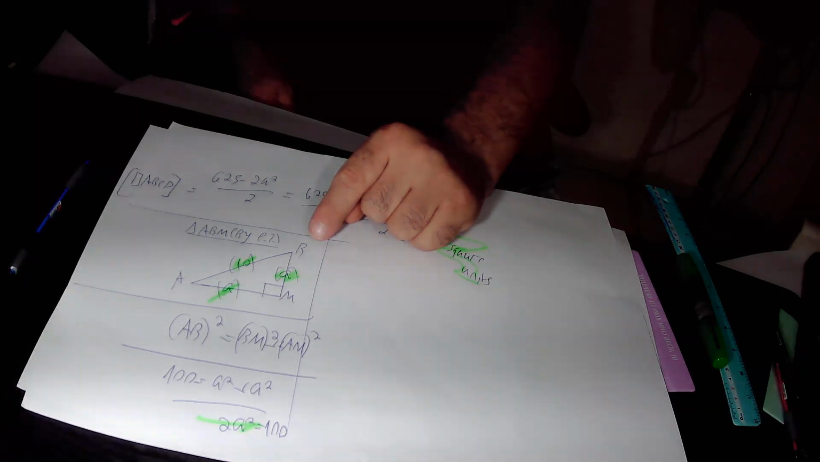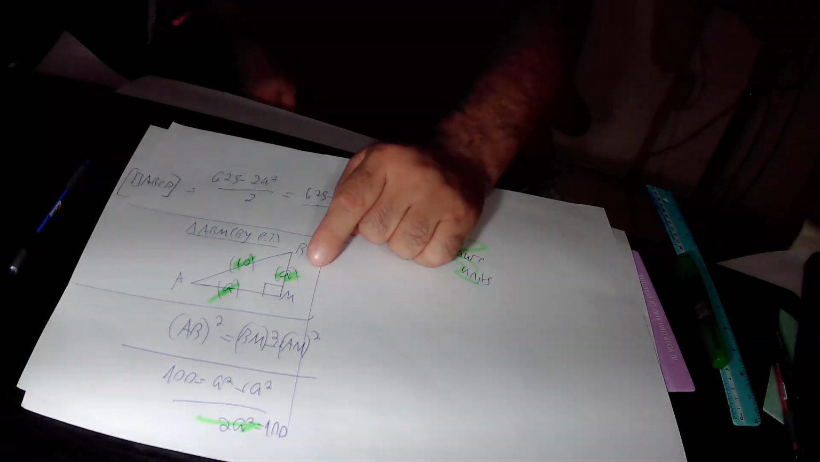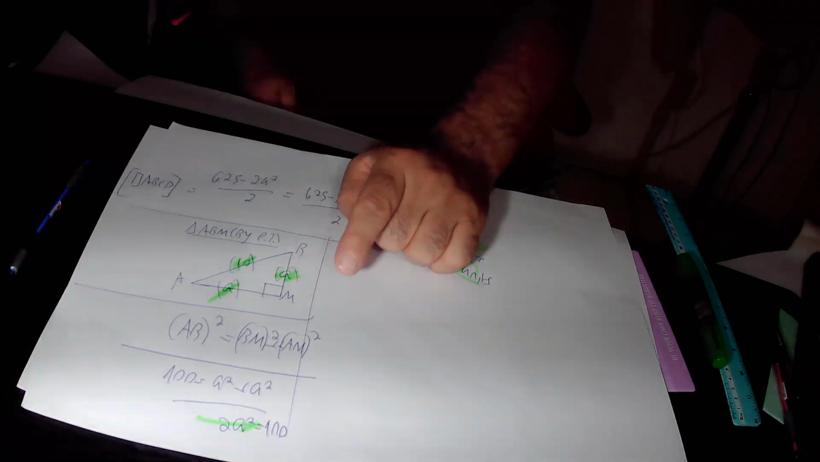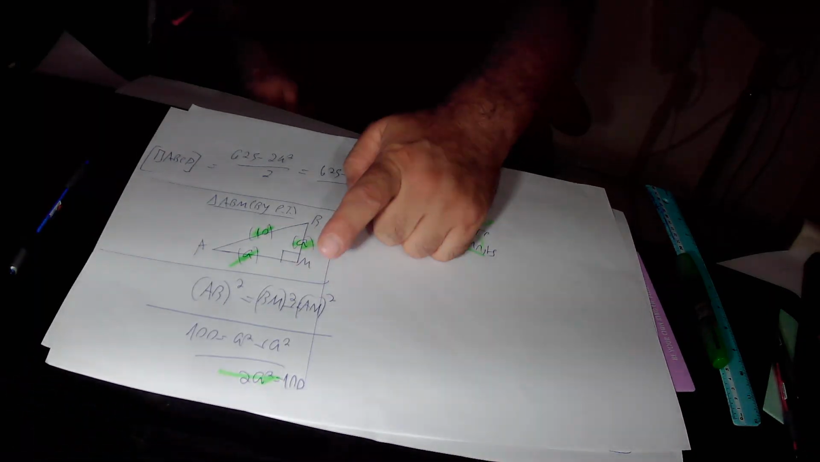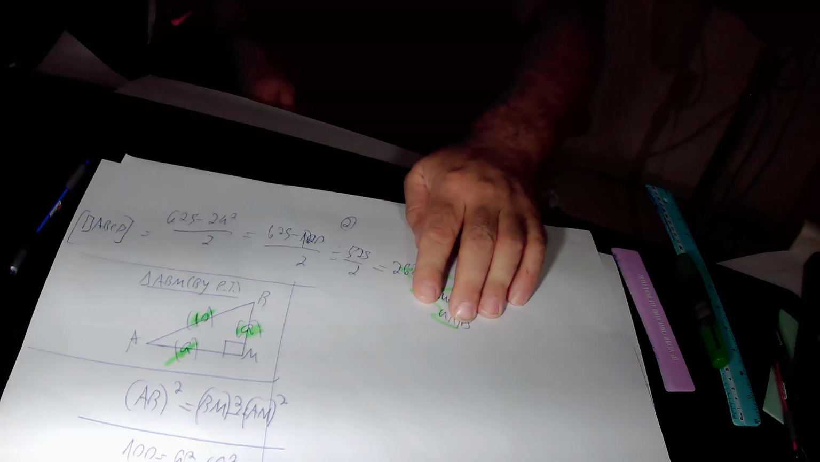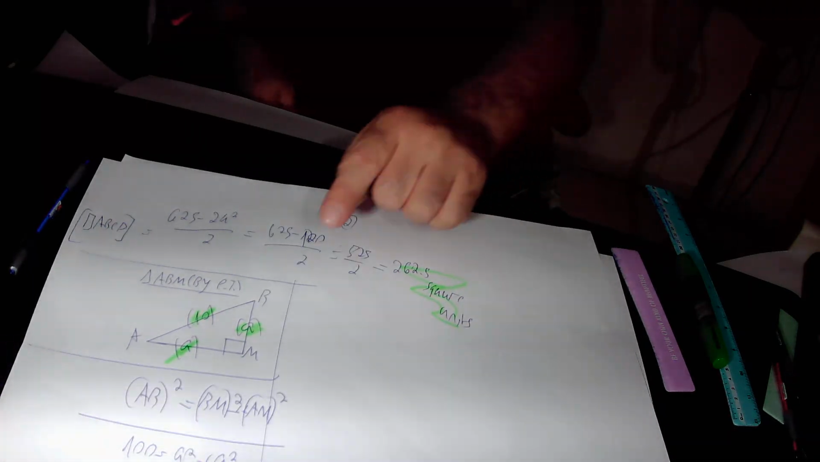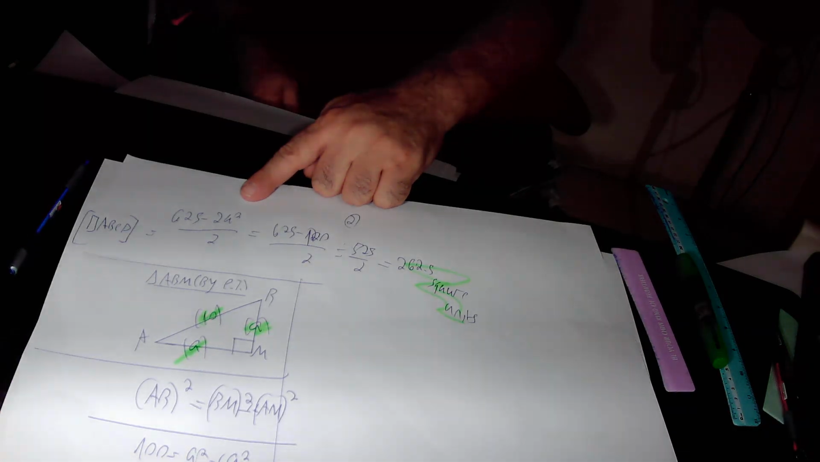AB is 10, therefore AB squared is 10 squared, that is 100, and this equals BM squared plus MA squared. BM is A, therefore BM squared is A squared. MA is also A, so AM squared is A squared. So in total, 100 equals A squared plus A squared, this is 2A squared. So we found that 2A squared equals 100. So we can substitute 2A squared in this equation by 100.